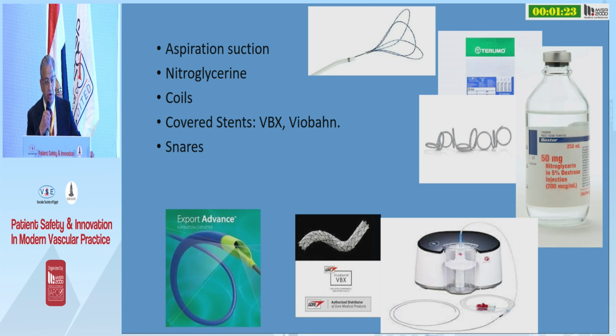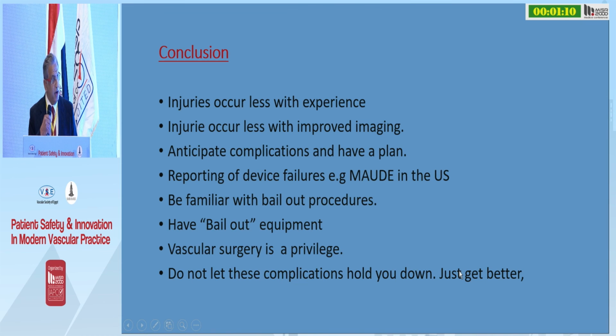Nitroglycerin, coils of different sizes, snares of different sizes, at least 2 sizes, one for the SFA and one for iliacs. These are coiled. This is mechanical thrombectomy.